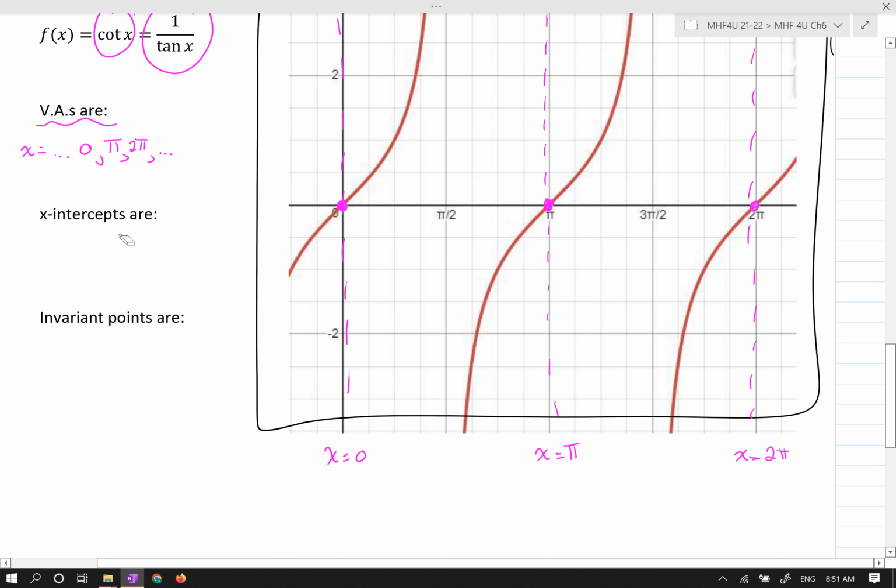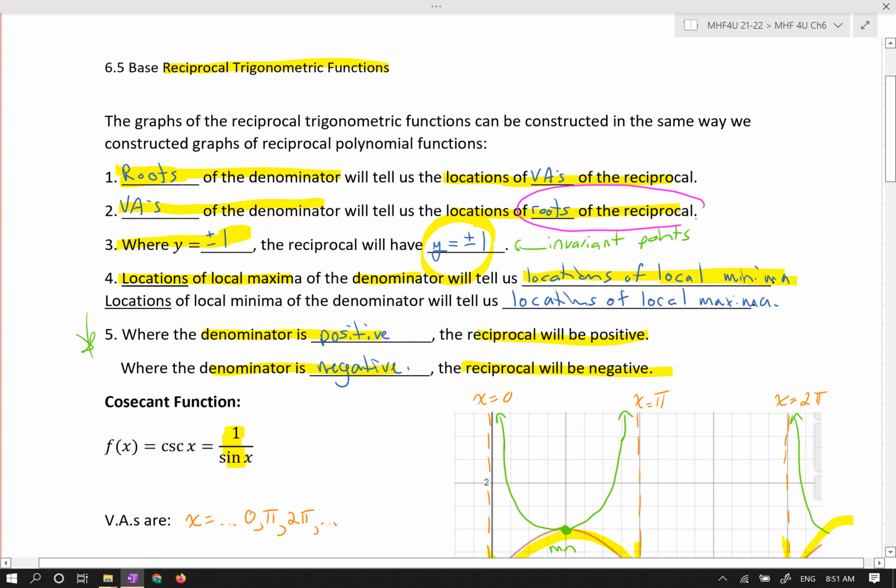Fantastic. Okay, now we're going to have x-intercepts. Hang on, none of our other reciprocal functions had x-intercepts. So let's go check again. Where do we have x-intercepts? We're going to have these x-intercepts, these roots of our reciprocal, wherever there are vertical asymptotes in the denominator.